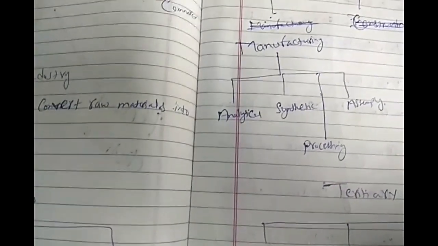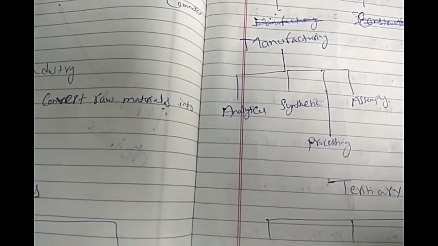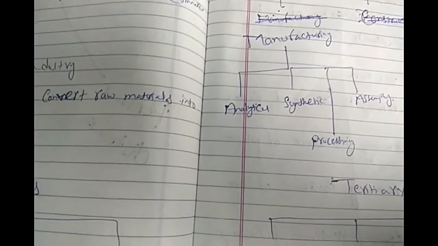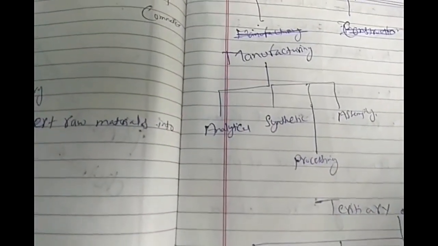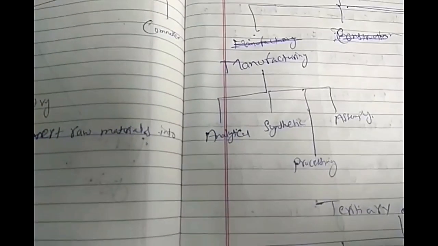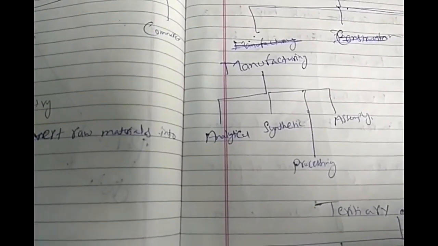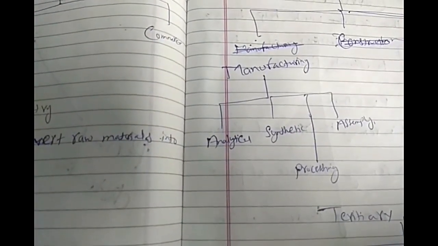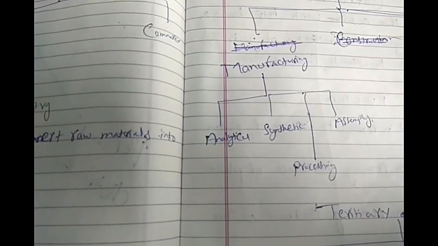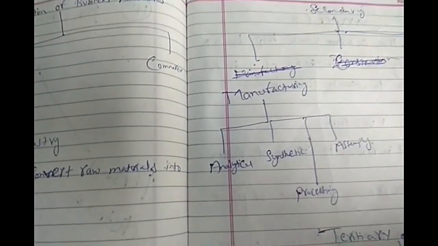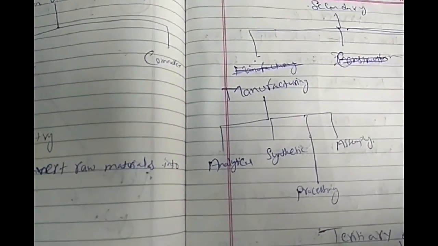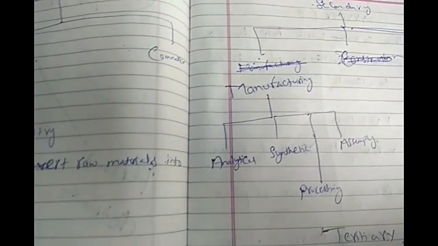Capital goods are those goods which are used to produce consumer goods. Capital goods are those goods used for producing consumer goods. For example, machinery, that is equipment and tools used for producing consumer goods, are considered industrial goods or capital goods. That is clear.